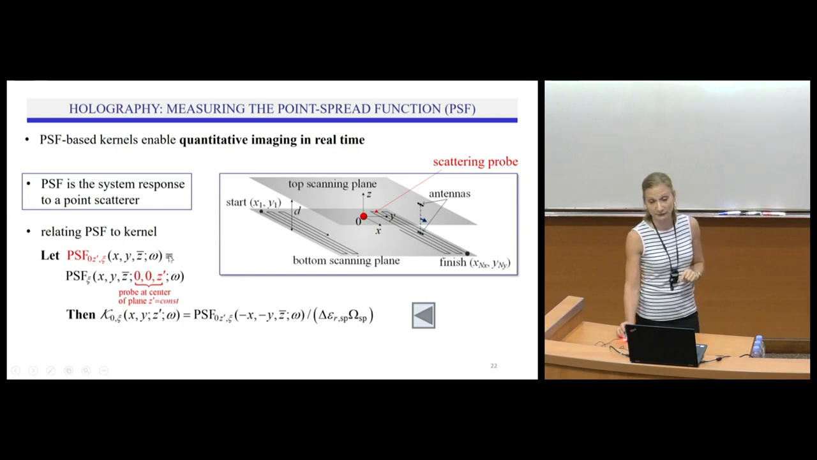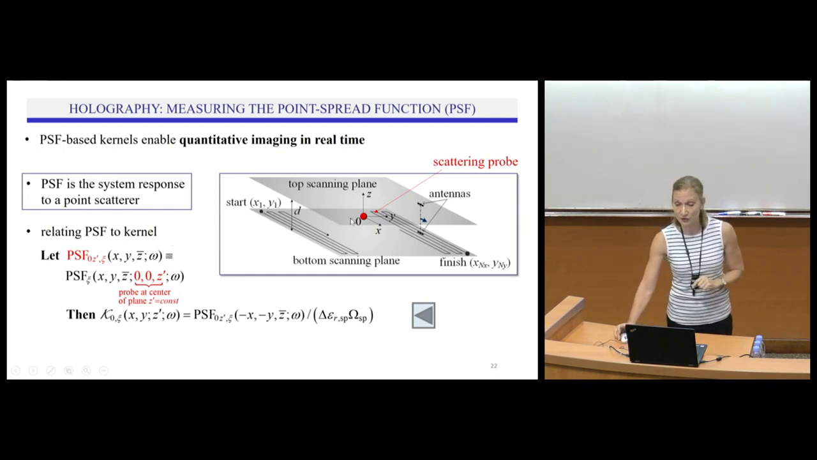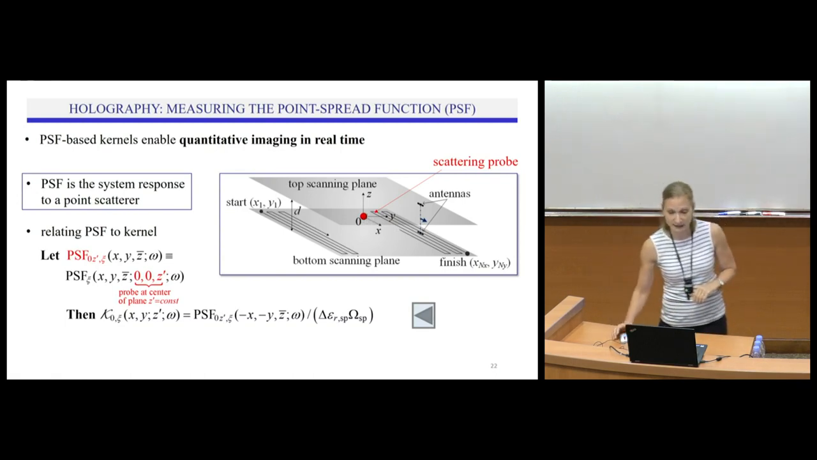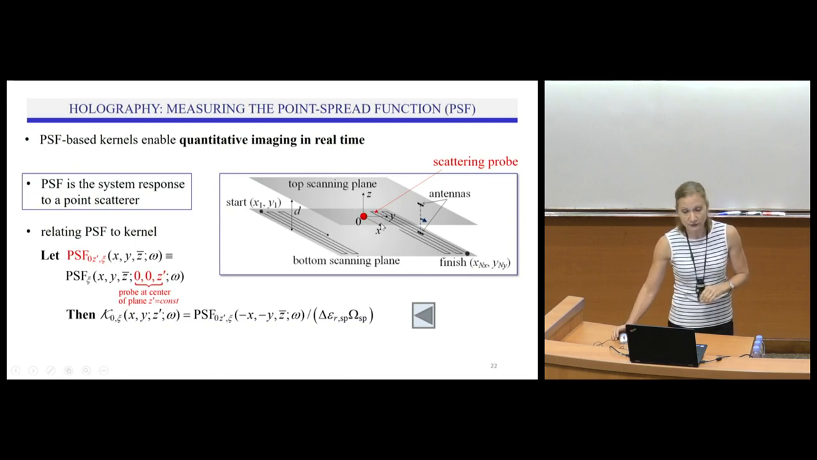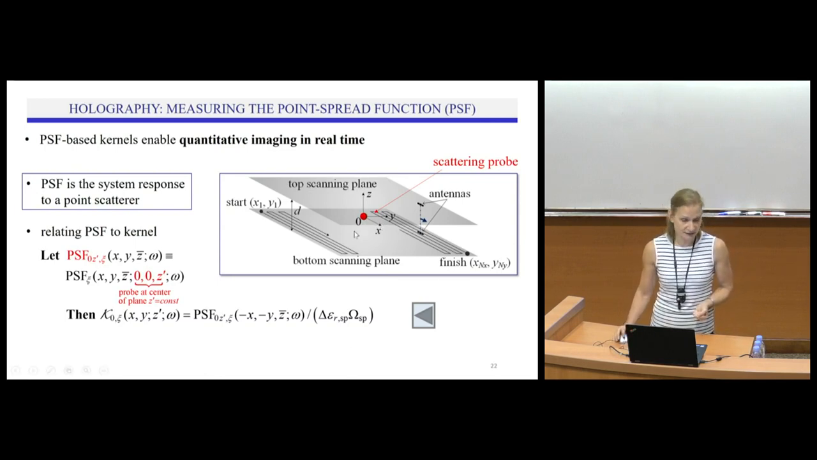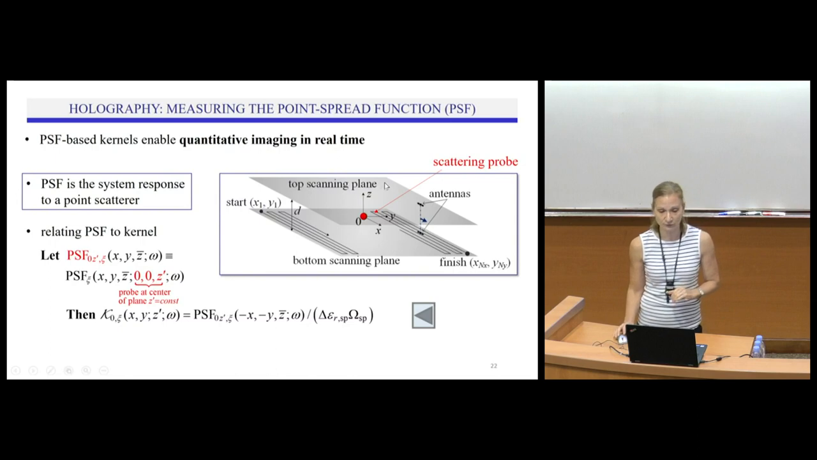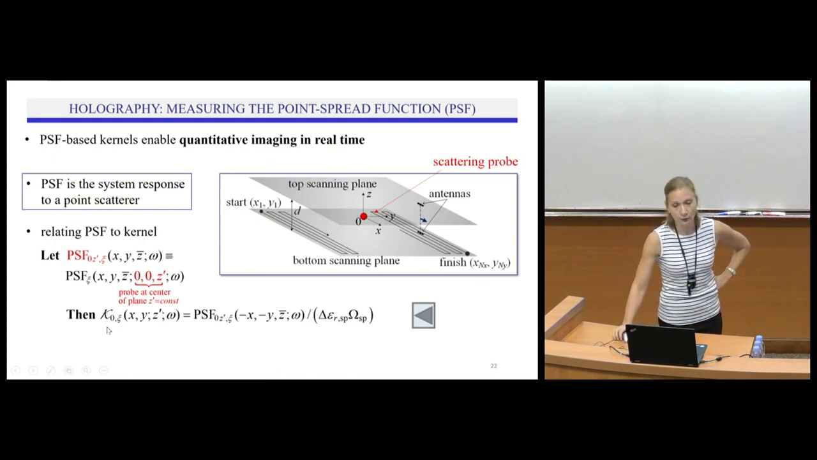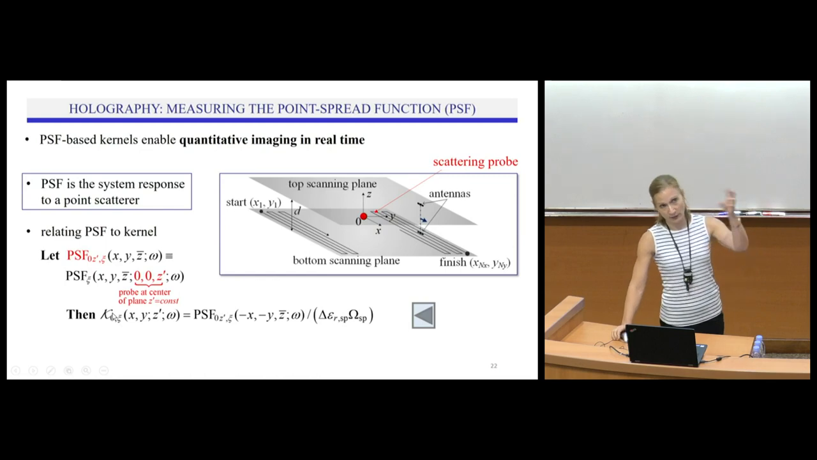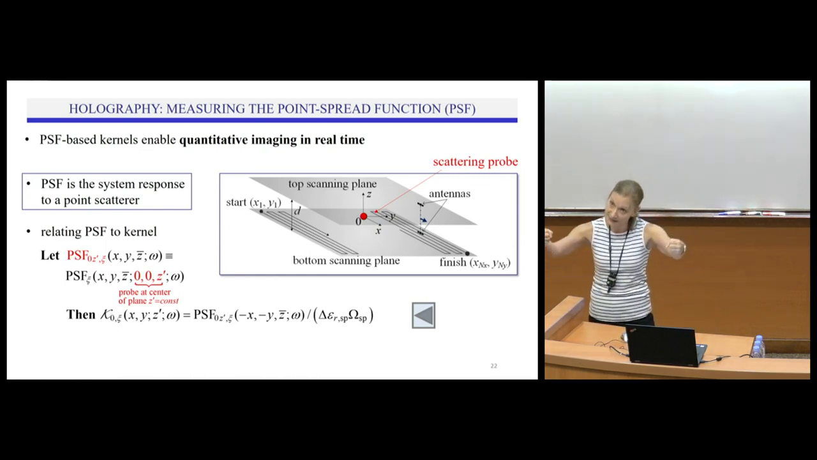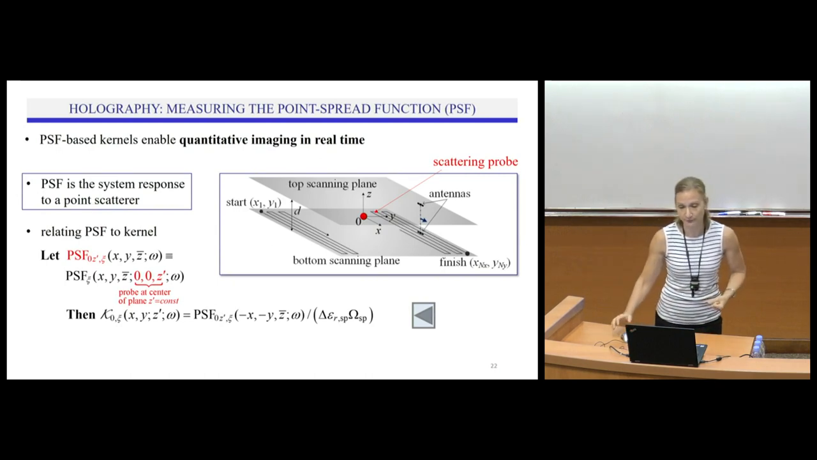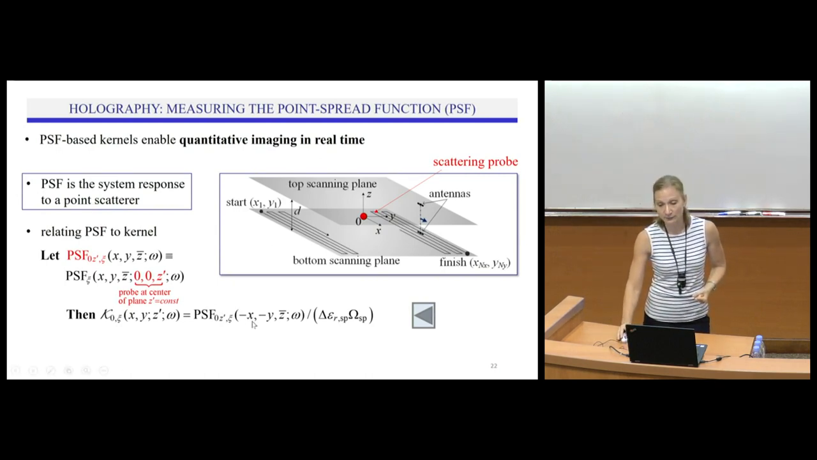Of course, the point spread function is the response of the system measured with a very small scatterer, typically positioned at the center of the volume of interest, as is illustrated here. And using reciprocity, it is really very simple to show that if you have the point spread function PSF nod, which means the point spread function for the scattering probe at the center of the imaged volume, it is exactly equal to your kernel when the kernel is acquired with the antennas at the center of the acquisition apertures, only for a flip in sign.